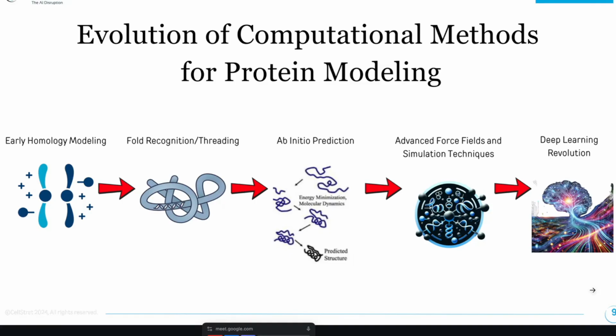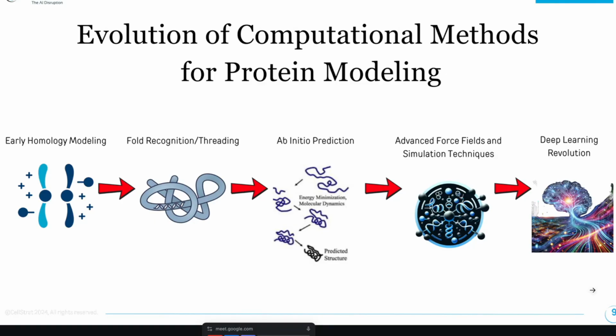The advantages of this model were that it could model proteins with no known homologs, and it provides fundamental insights into protein folding mechanisms. But the limitations include that it was very computationally expensive, it required significant processing power, and it was less accurate than the homology-based methods for large proteins.